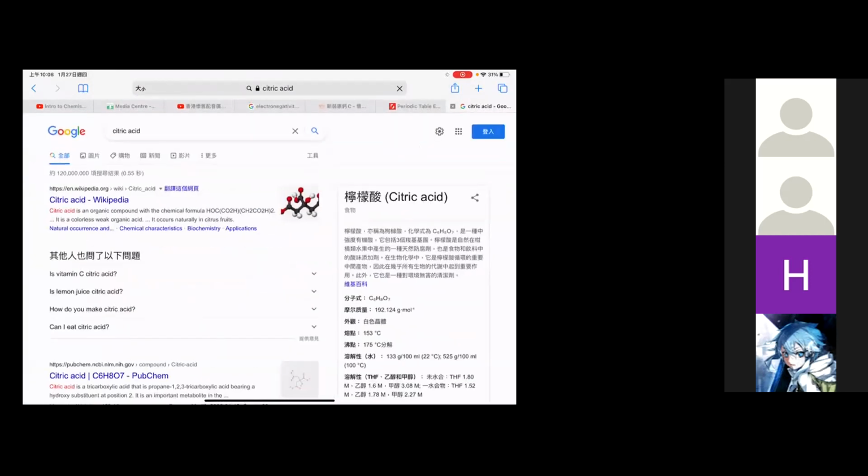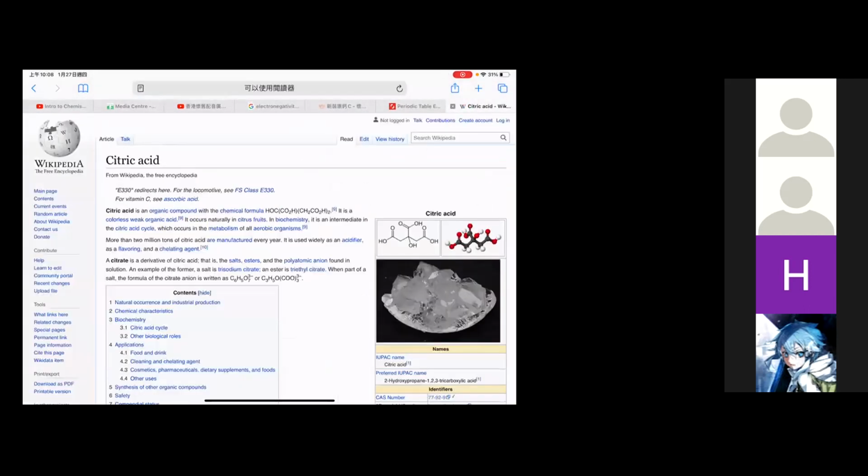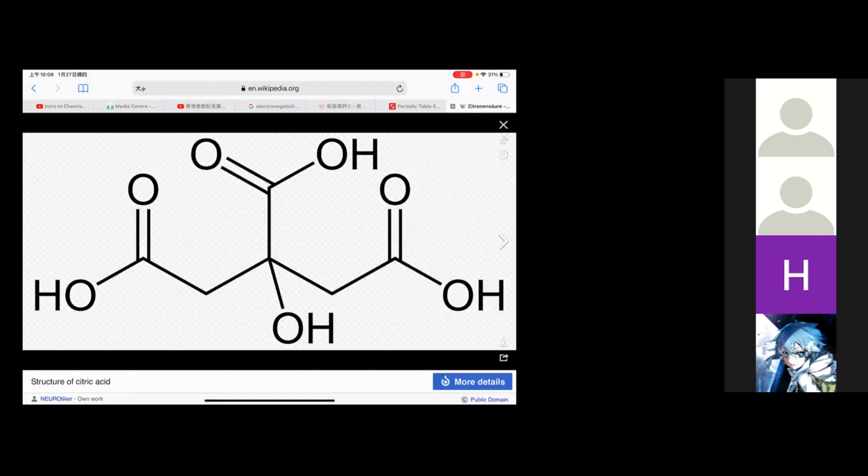Can you tell me the basicity of an acid? Citric acid, this one. What is the basicity of the acid? It's also a tribasic acid. Can you see that? Tribasic acid.